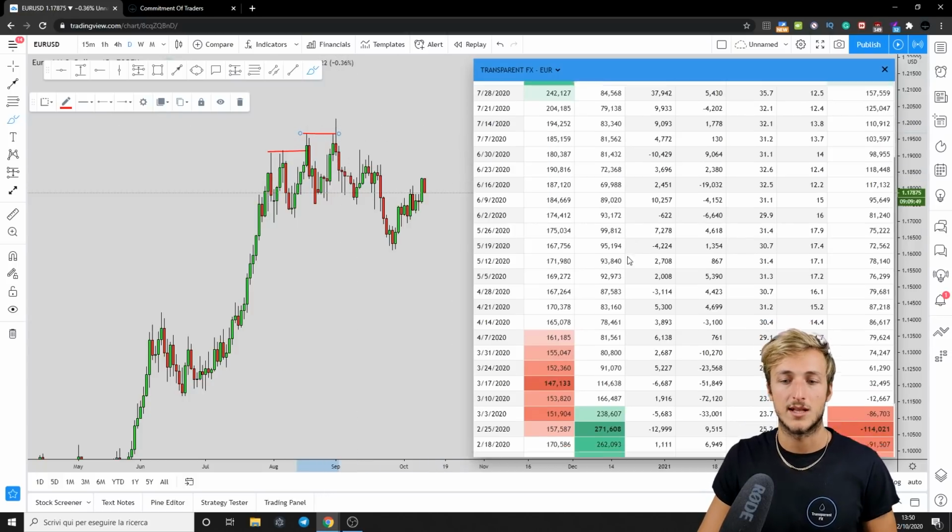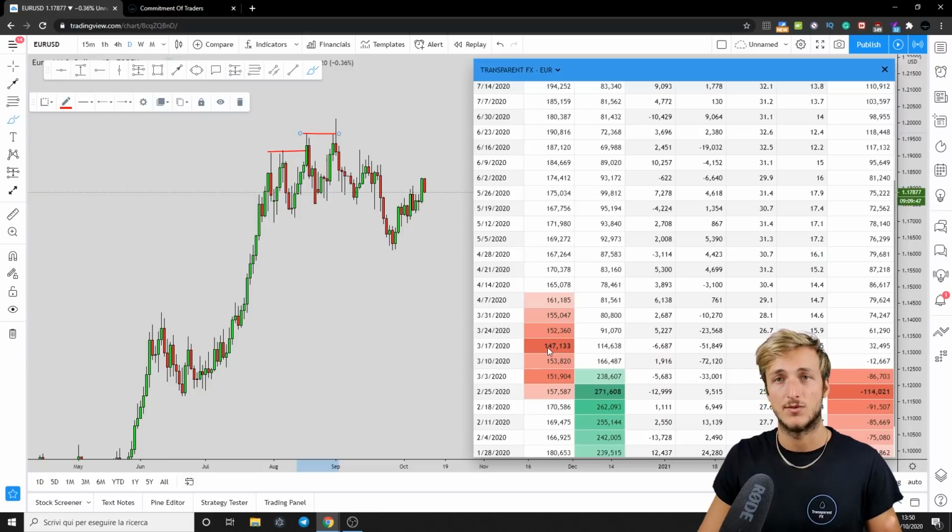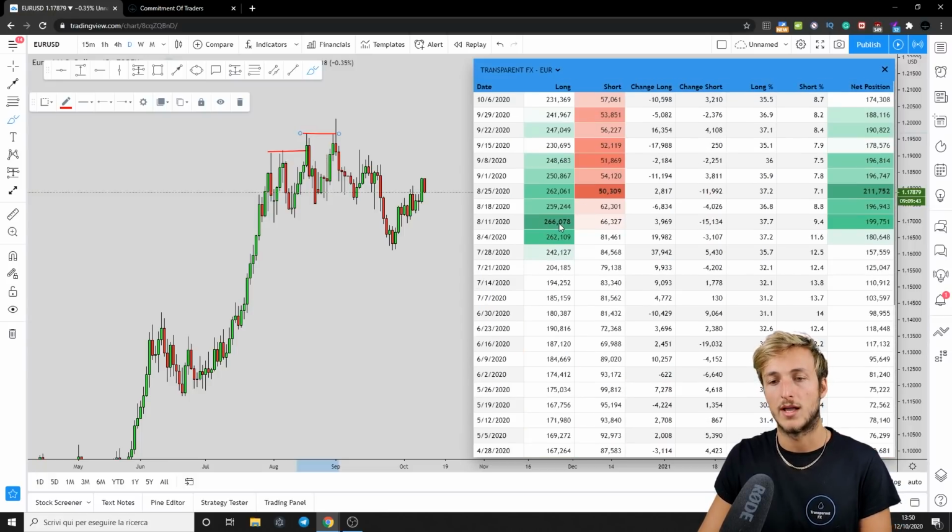And why do they need to sell? Because they had added massive long positions. We went from 147K all the way up to 266K. So after having such massive longs, they needed to close their longs. And in fact, that is exactly what we were seeing reflected in the COT data.